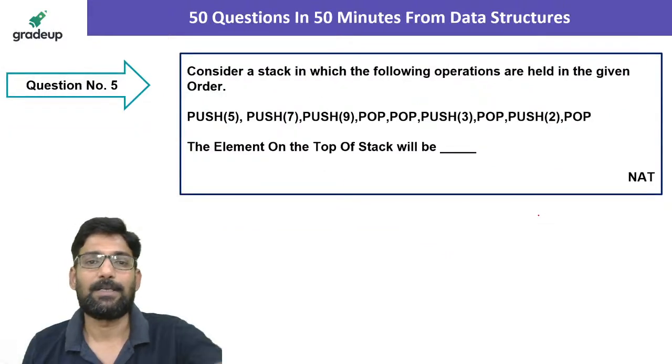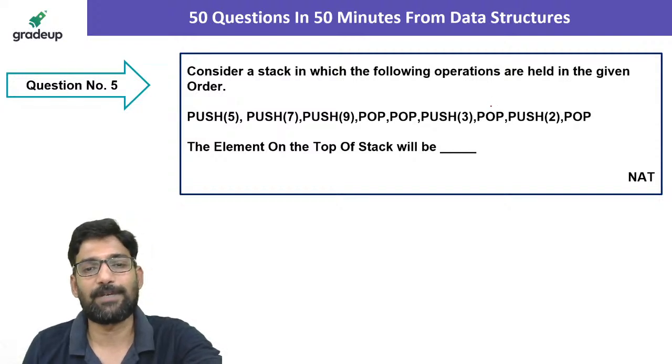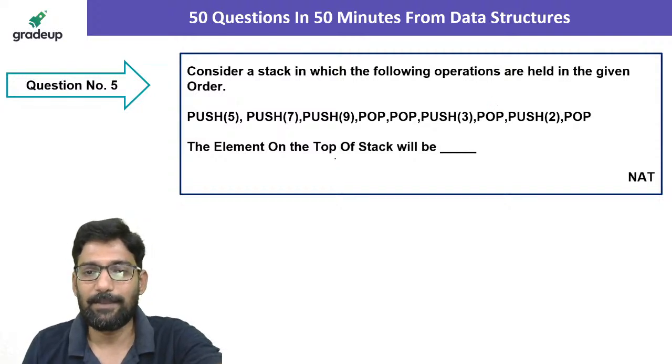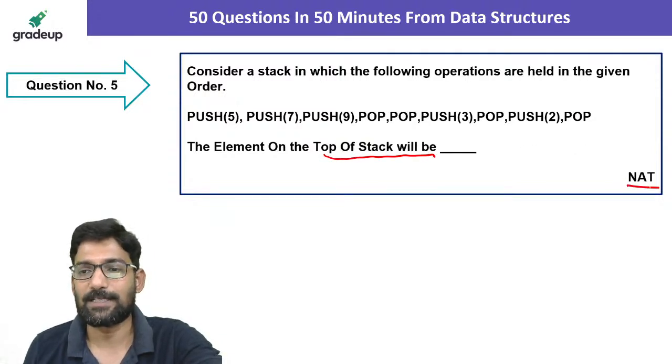Next question. Consider a stack in which the following operations are held in the given order. Push 5, push 7, push 9, so on. The element on the top of the stack will be, and it's a numerical answer type.